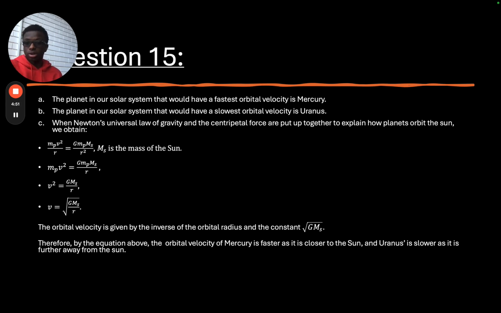So by this equation, we can see that the shorter the orbital distance between a planet and the sun, the greater the orbital velocity, which is Mercury's case, and the greater the orbital distance, the lower the orbital velocity, which is why I expect Mercury to have a faster orbital velocity and Uranus to have the slowest one, as it's the furthest one out there.